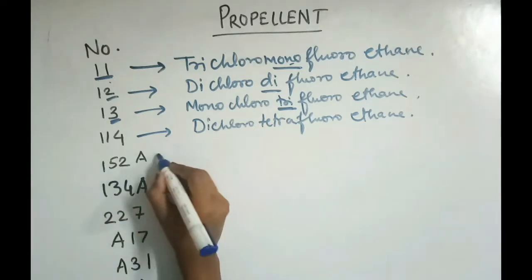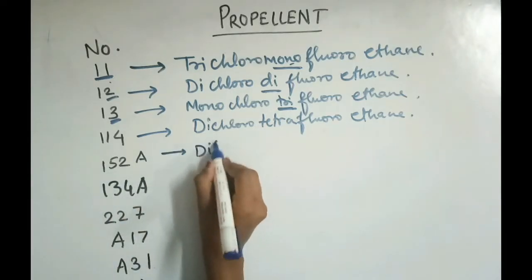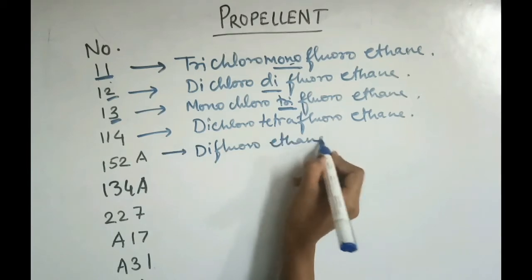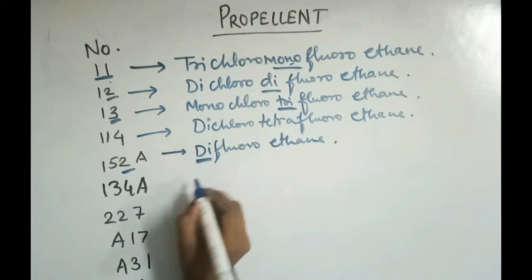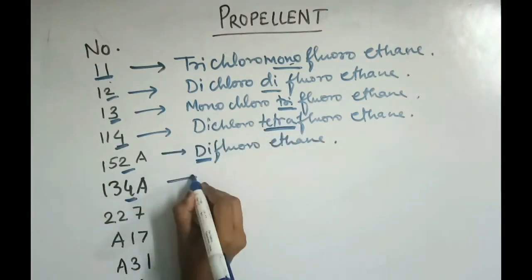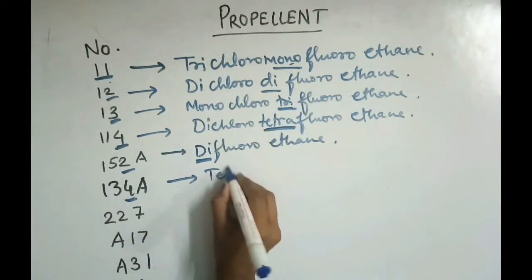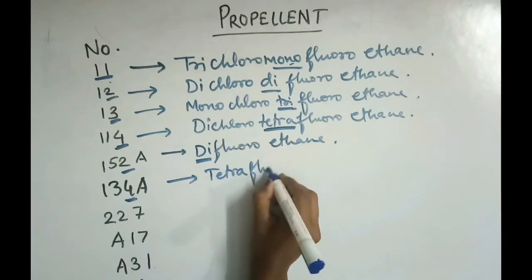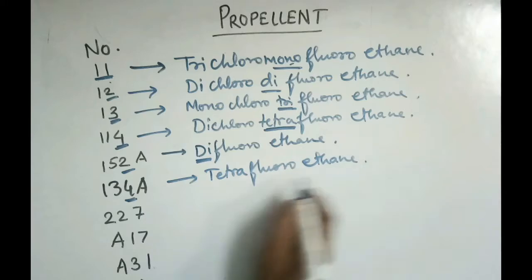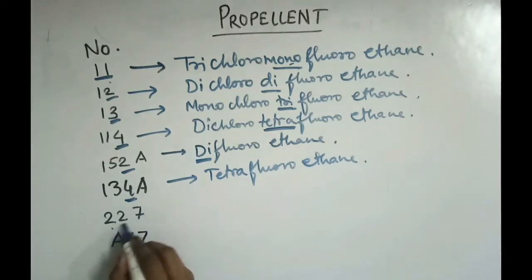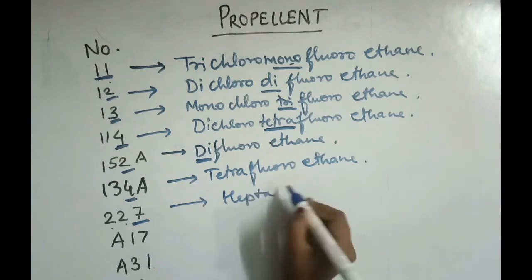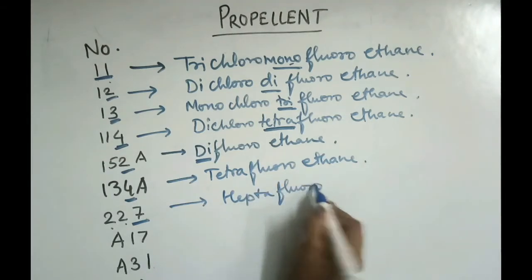If it is 152A, it is difluoroethane. This 2 indicates di. 4 indicates tetra. If it is 134A, it is tetrafluoroethane. If it is 227, it is 7, so heptafluoroethane.